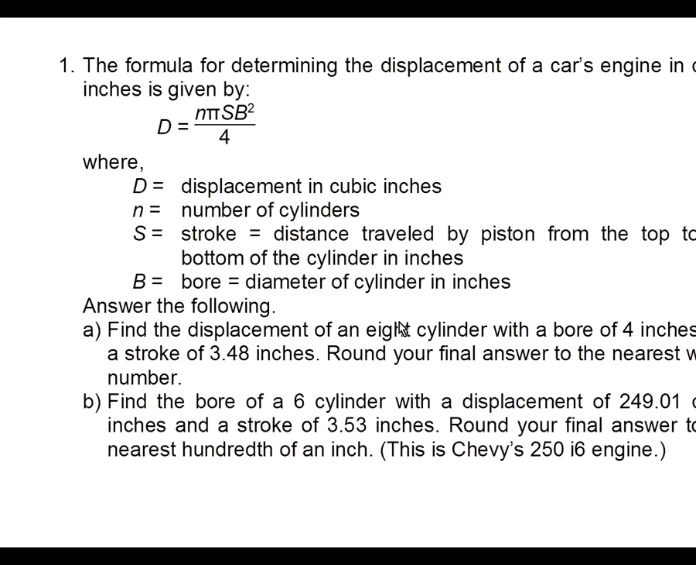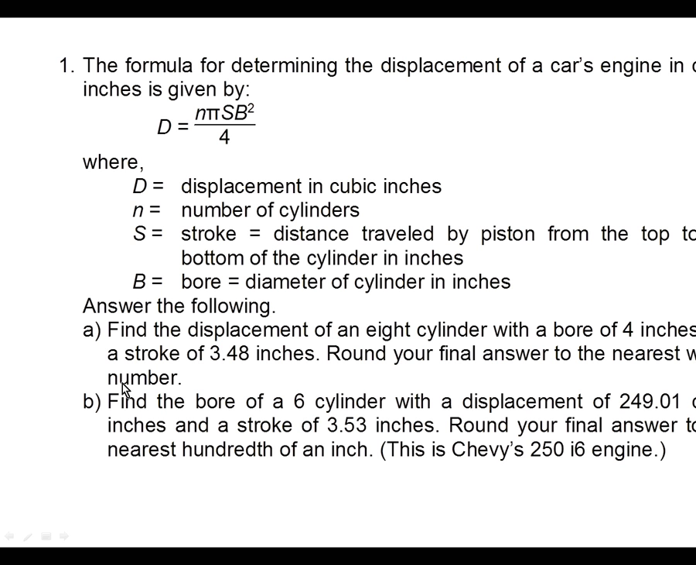Okay, number 1 says, the formula for determining the displacement of a car's engine in cubic inches is given by D is equal to n pi s b squared over 4, where D is displacement in cubic inches, n is the number of cylinders, s is the stroke, which is the distance traveled by the piston from the top to bottom of the cylinder in inches, and b is the bore, which is the diameter of the cylinder in inches.